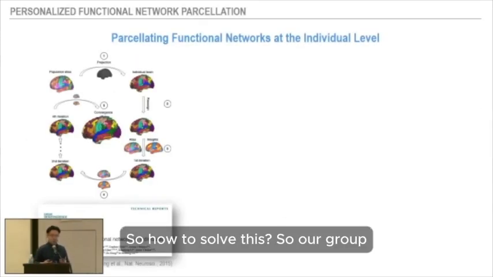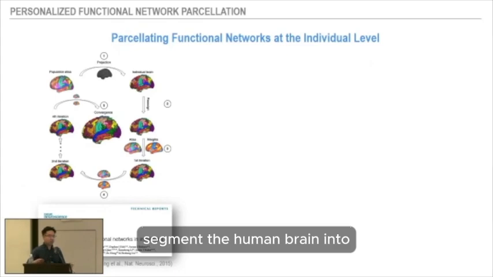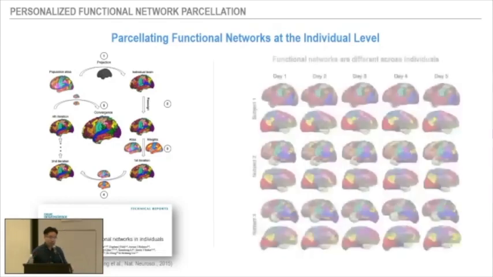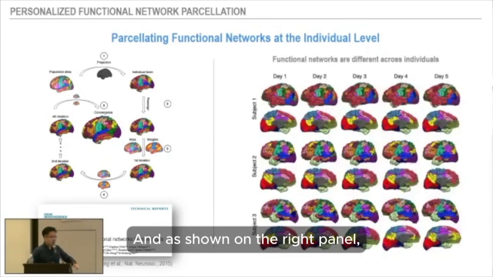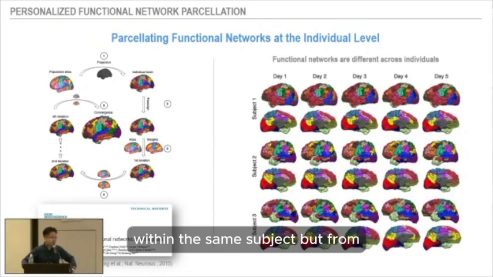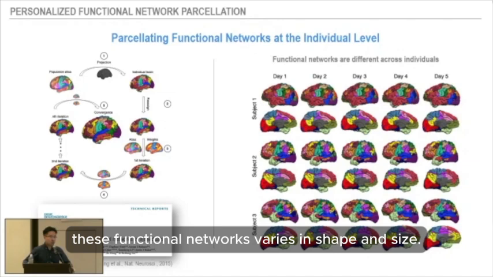Our group developed an individualized parcellation method that allows us to reliably segment the human brain into different functional networks at the individual level. As shown on the right panel, the functional connectivity within the same subject, but from different scans on different days, looks consistent. But between different subjects, these functional networks vary in shape and size.